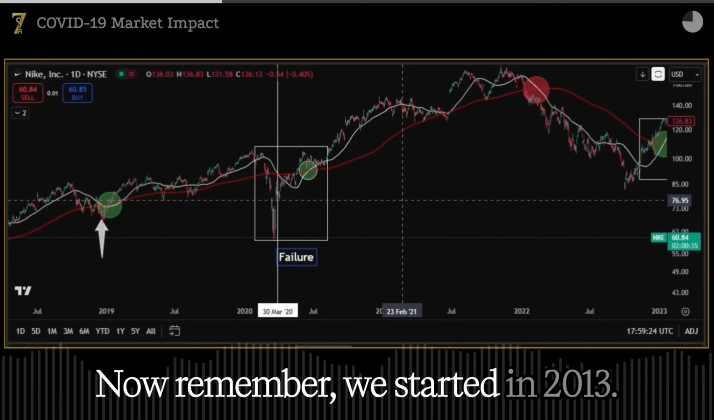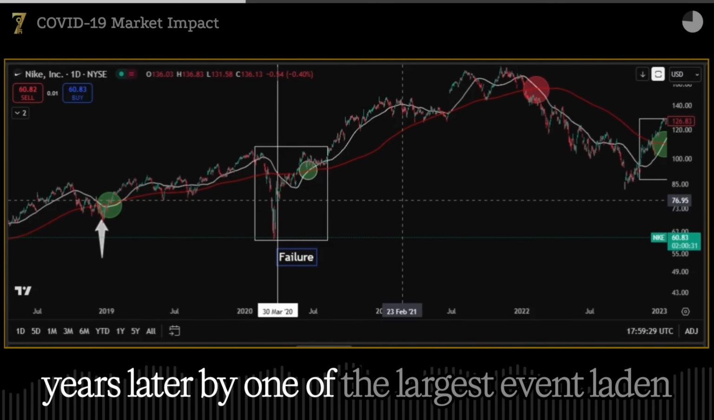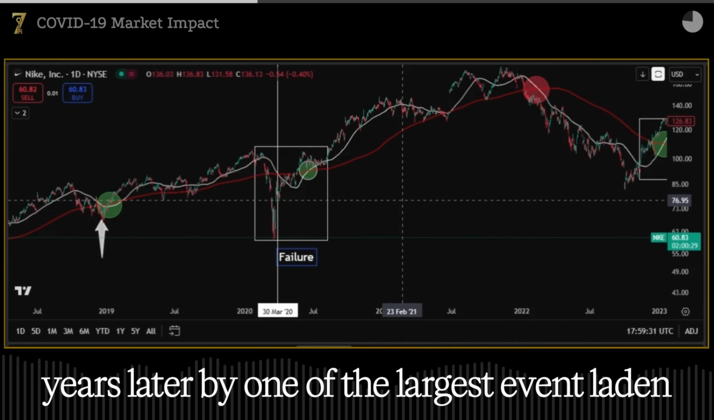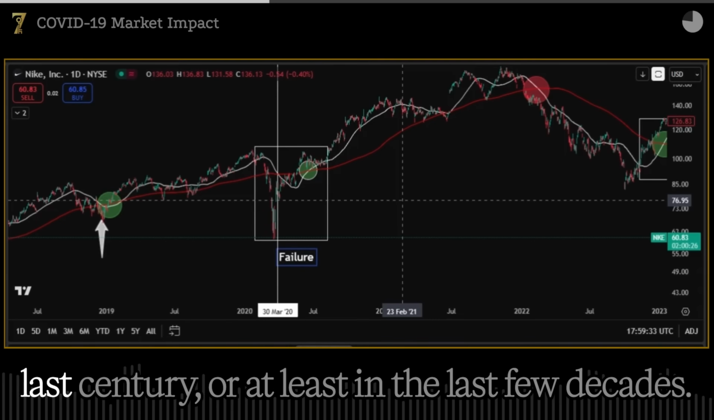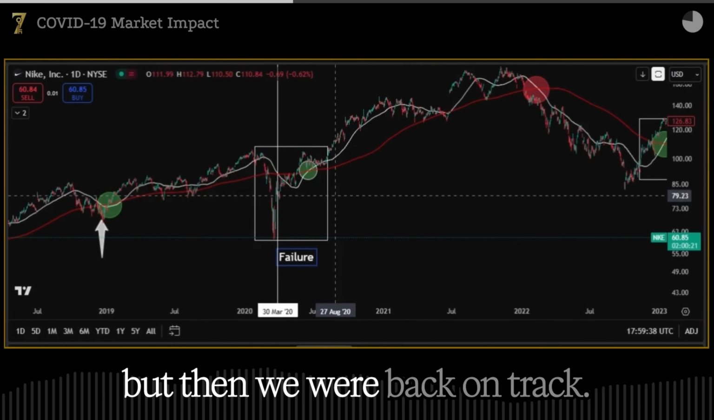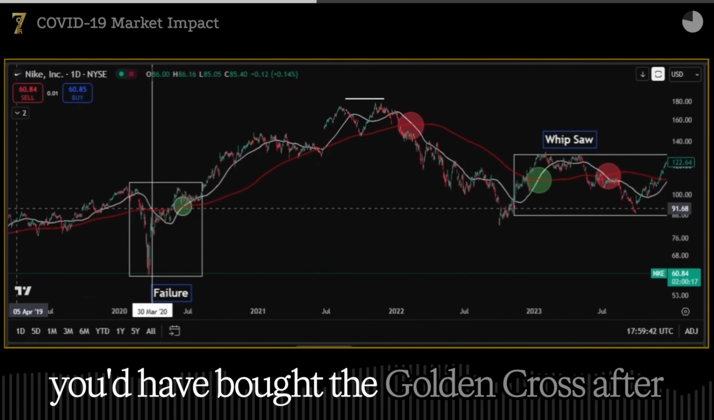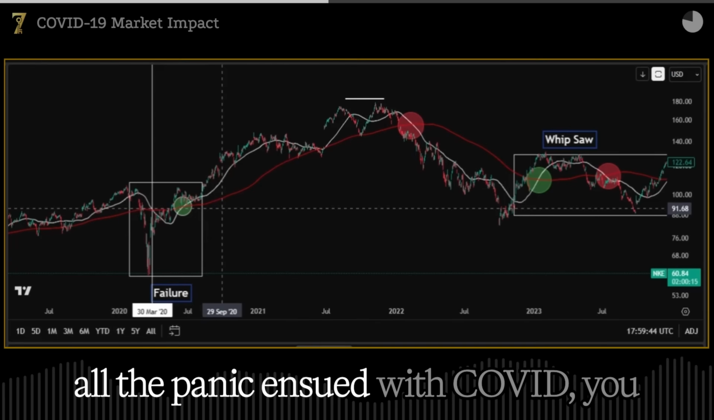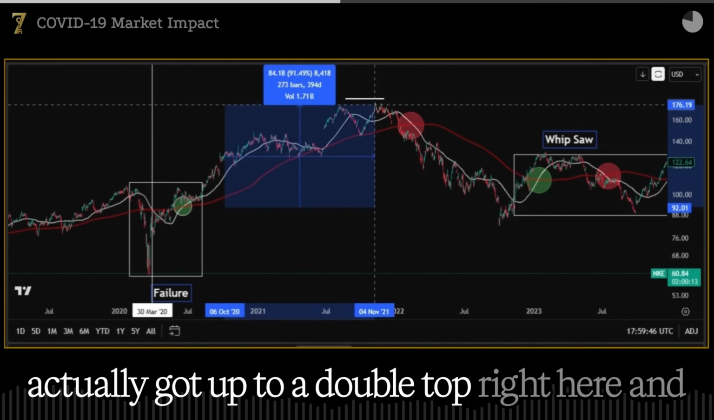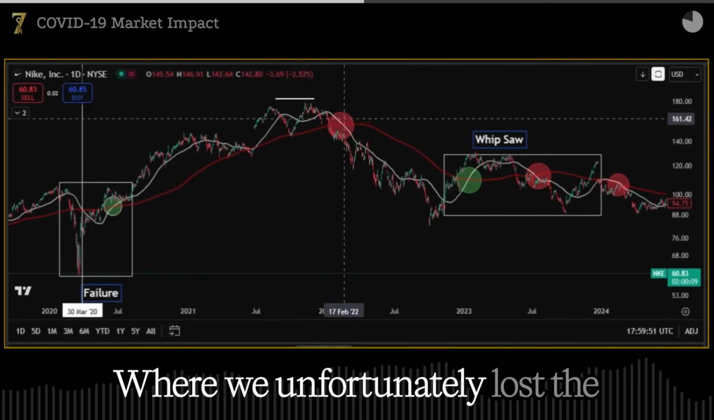Now remember, we started in 2013. I'm showing you a failure that happened 7 years later by one of the largest event-laden things that happened in markets in really the last century, or at least in the last few decades. So that was an anomalous event, but then we were back on track. Markets were starting to trend higher. If you'd have bought the golden cross after all the panic ensued with COVID, you actually got up to a double top right here and gained almost 100% return, where we unfortunately lost the trend.